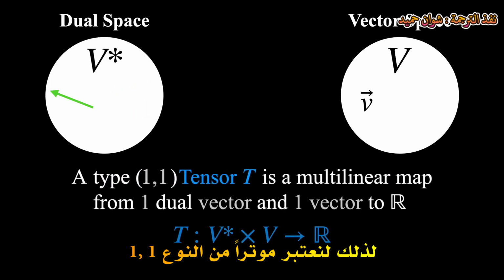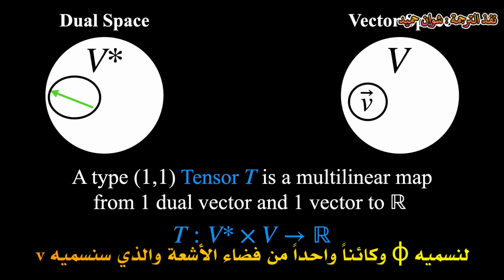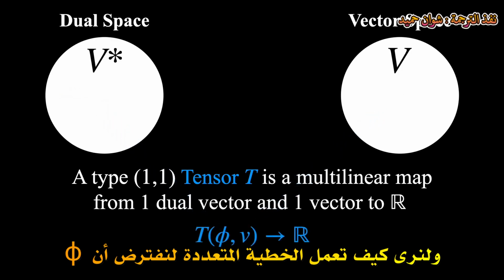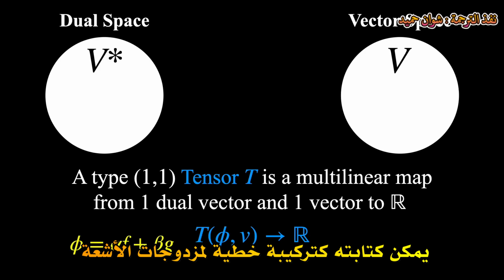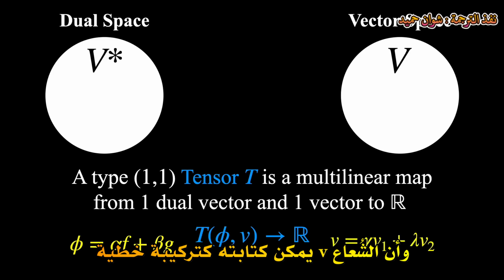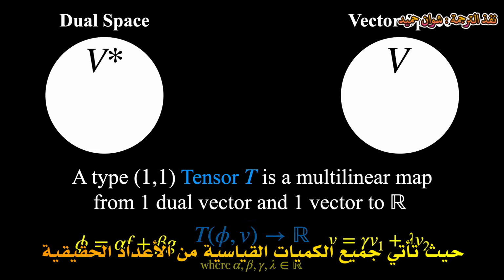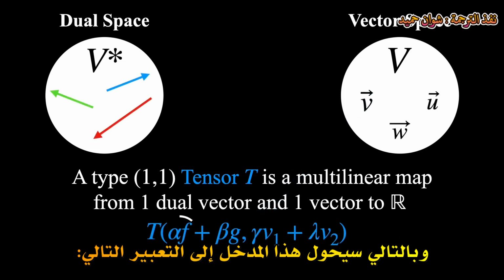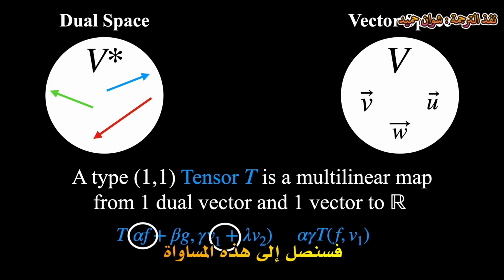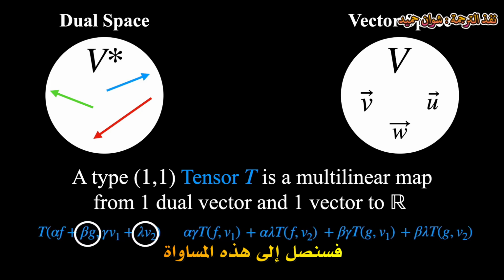So let's consider a type (1, 1) tensor. This means that as inputs, we take one element from the dual space, let's call it phi, and one element from the vector space, which we'll call v. And to see how multilinearity works, let's suppose that phi can be written as a linear combination of two dual vectors f and g. And the vector v can be written as a linear combination of vectors v1 and v2, where all the scalars are coming from the real numbers. So this will turn the input into this expression. And then each argument will need to be linear. So if we go through them one by one, then we arrive at this equality.